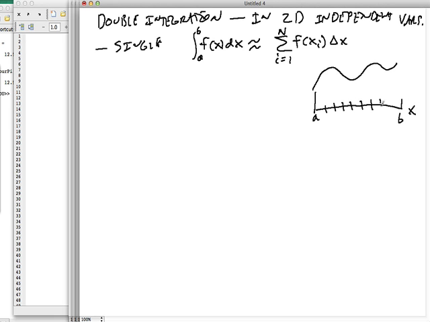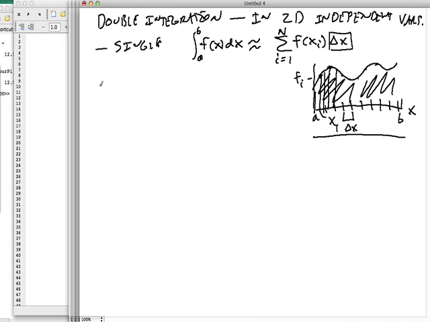We partition up the space and pick a representative value, x1, and another representative value there. We find the f values, f of x sub i, at each of these intervals, add them up, and multiply by delta x, the width of the little partitions we made. That gives us some idea of the area under the curve, or in some instances the average value of the function in some interval from a to b. So how do we do it for double?